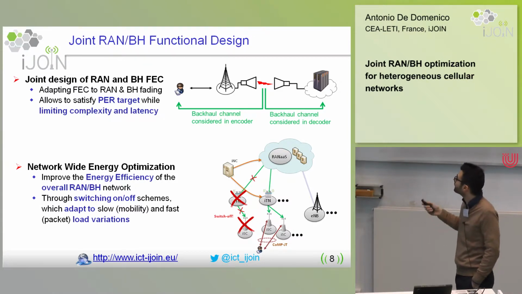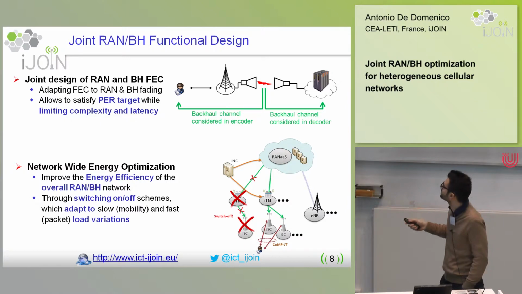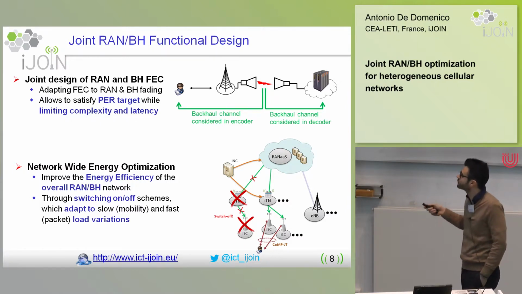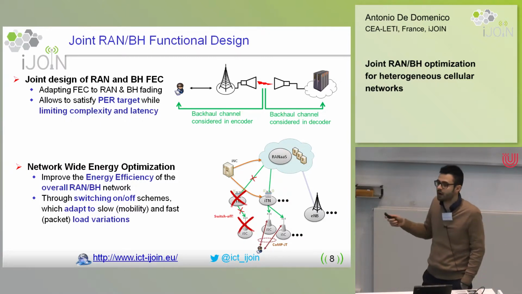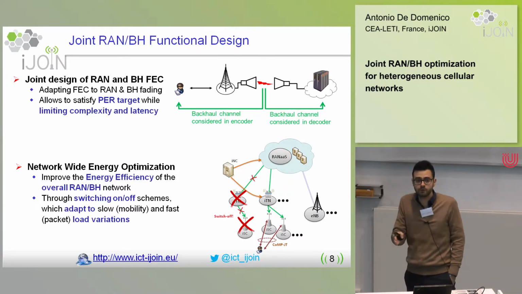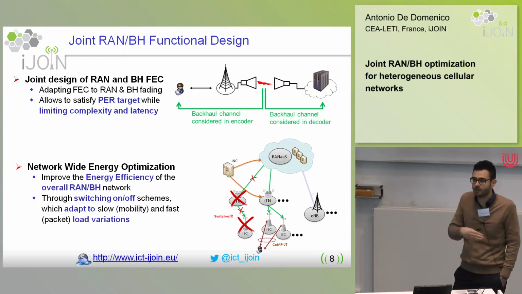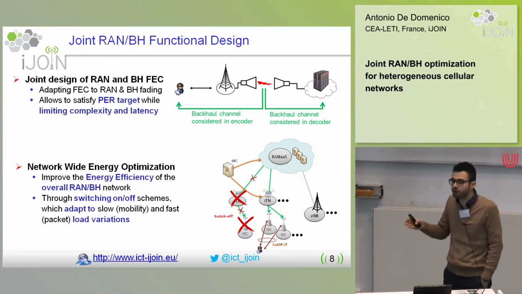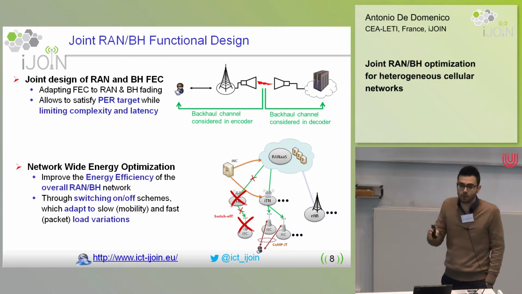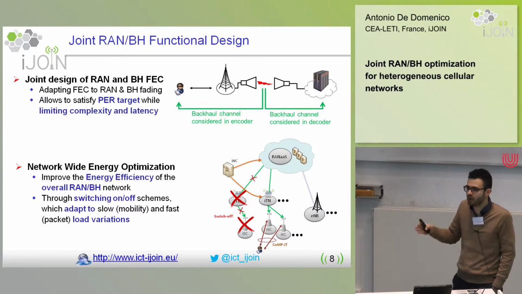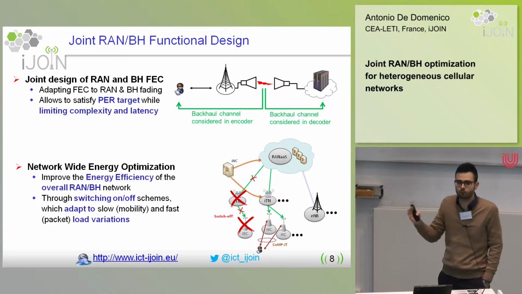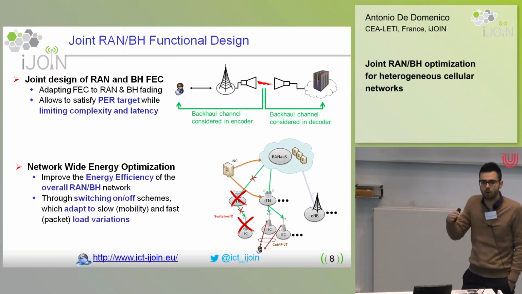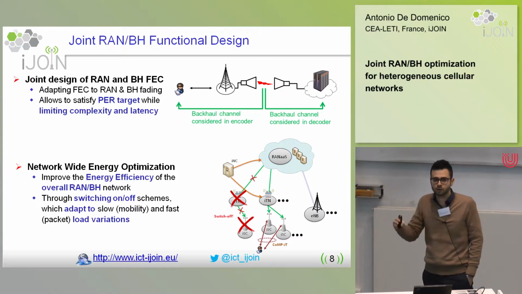target. Another option that is coherent with this approach is a network-wide energy optimization, where functionalities that reduce both the energy consumption at the RAN and the backhaul are used through switching on and off nodes in these two networks by adapting the network configuration, the overall network configuration, to the slow and fast variation in the traffic.